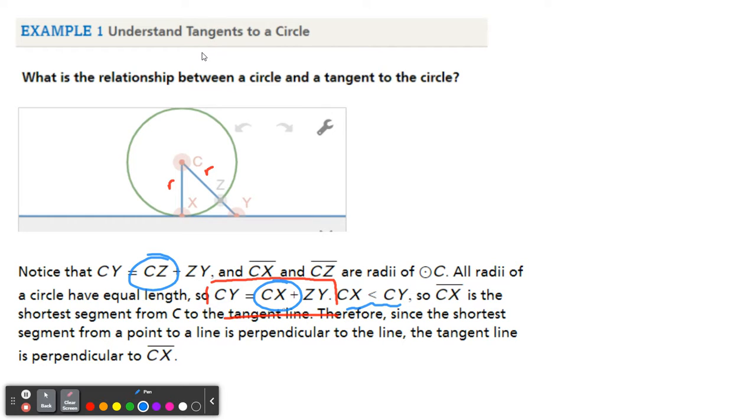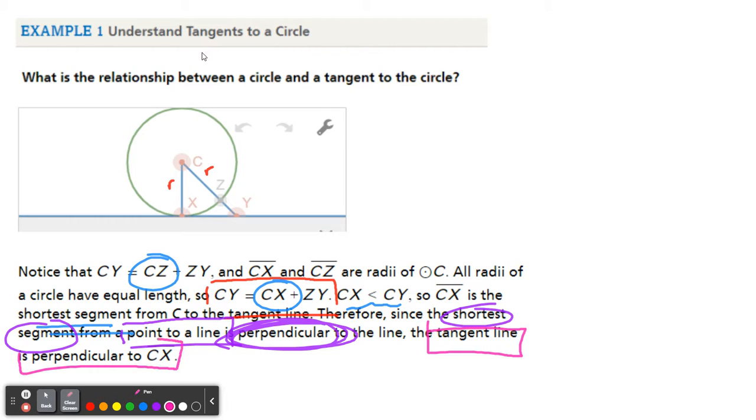Okay? So if CX is less than CY, then that means that CX is the shortest segment from C to the tangent line. Well, you learned way back when that the shortest segment between a point and a line is perpendicular to that line. So therefore, the result of this is that the tangent line is going to be perpendicular to CX. Your tangent line, I'll call it T, is going to be perpendicular to your radius CX.